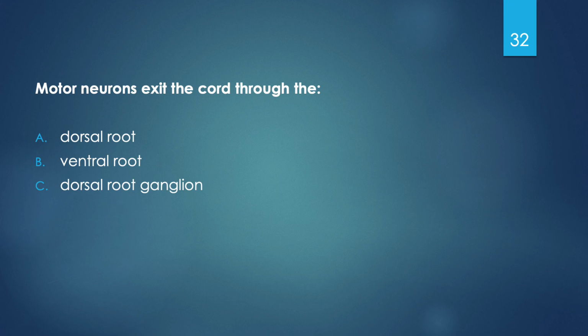Remember, the dorsal root and ventral root have other names, right? They're both anterior or posterior. So this is where I use my MAPS acronym: motor, anterior, and then posterior is sensory, right? So motor is anterior, so therefore motor neurons are ventral because ventral is anterior. So the answer is B, the ventral root.